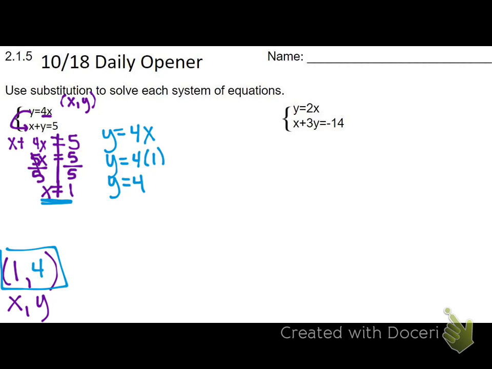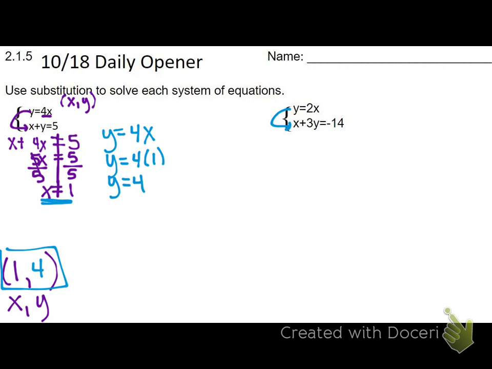Okay, so we're going to take a look again. Do I have an equation that has the variable that's by itself? Yeah, just the y. Then that's the equation. Now, when I say the variable by itself, I don't mean like x plus 3y. I mean just like by itself on one side of the equal sign, which is y equals 2x. So I'm going to use that to substitute it into the equation below it.